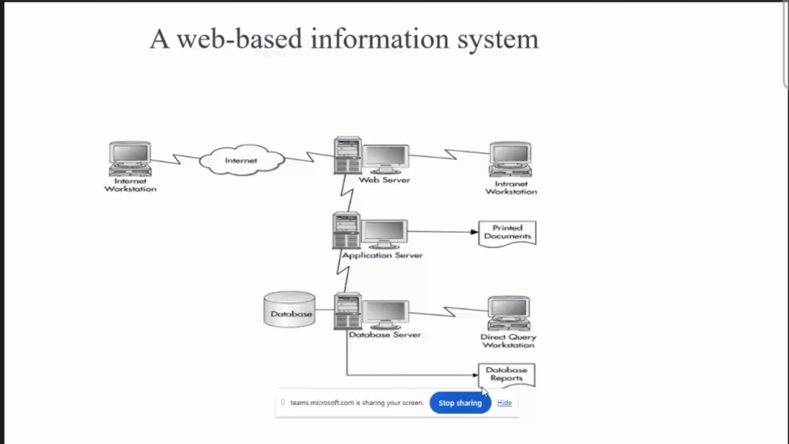We have, if it's a web-based information system, it works under what we call an internet setup. It needs the internet. So we first have to have a workstation, the machine that you sit on, and make sure that machine is connected to the internet. So this is the architecture of a web-based information system.